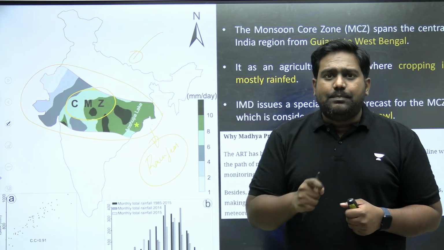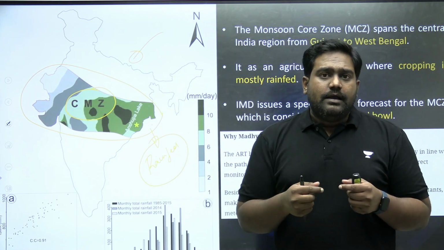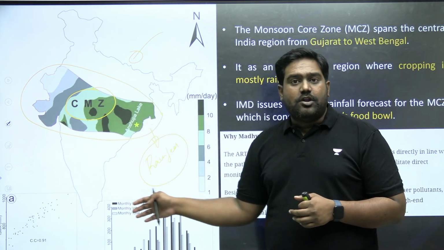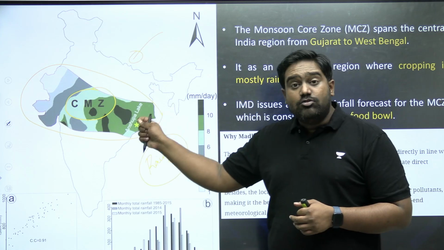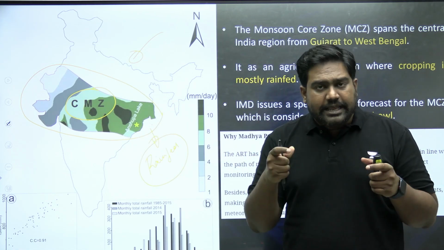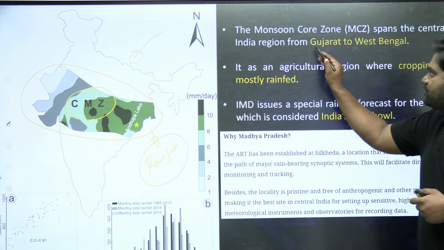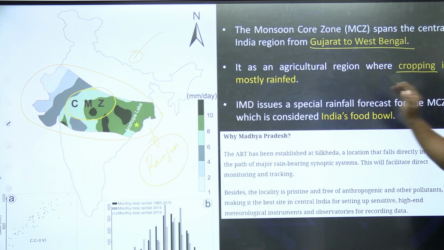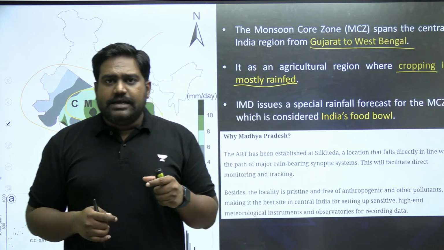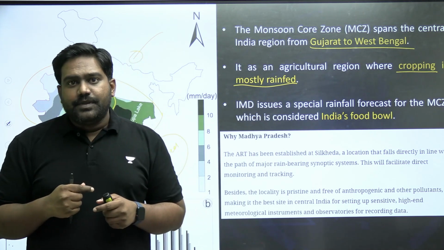So farmers heavily depend on the monsoon rain itself for the cropping cycle, and especially in the month of July and August. Various atmospheric phenomena contribute to very good rainfall in this region, which is crucial for cultivating crops in the core monsoon zone. So this zone, as you can see, stretches from Gujarat to West Bengal, and it is called a core monsoon zone because this is one part of India which is heavily dependent on rainwater for agriculture.